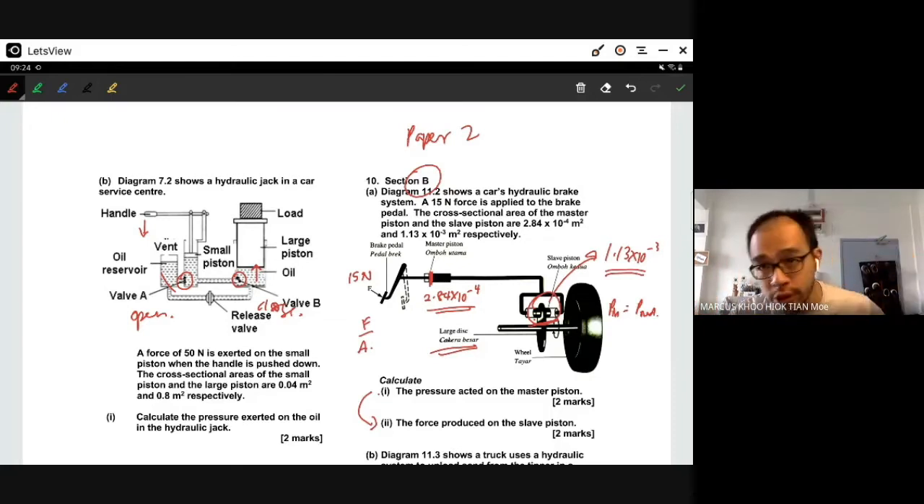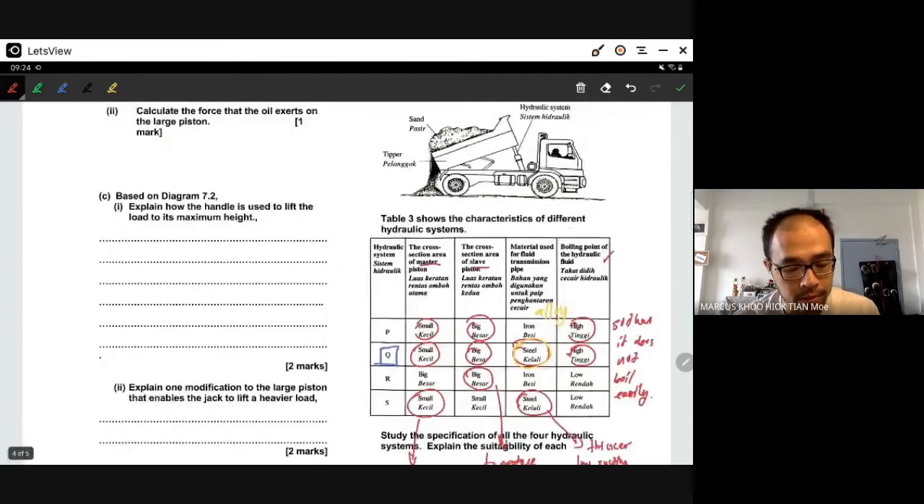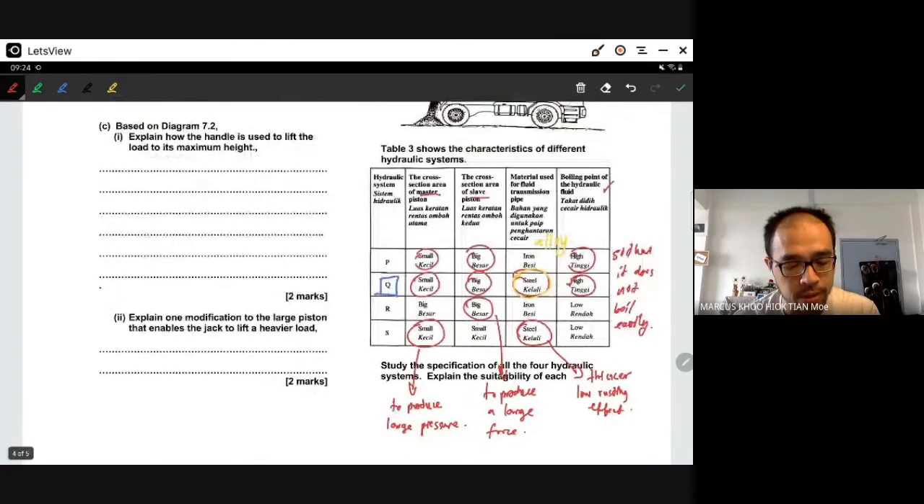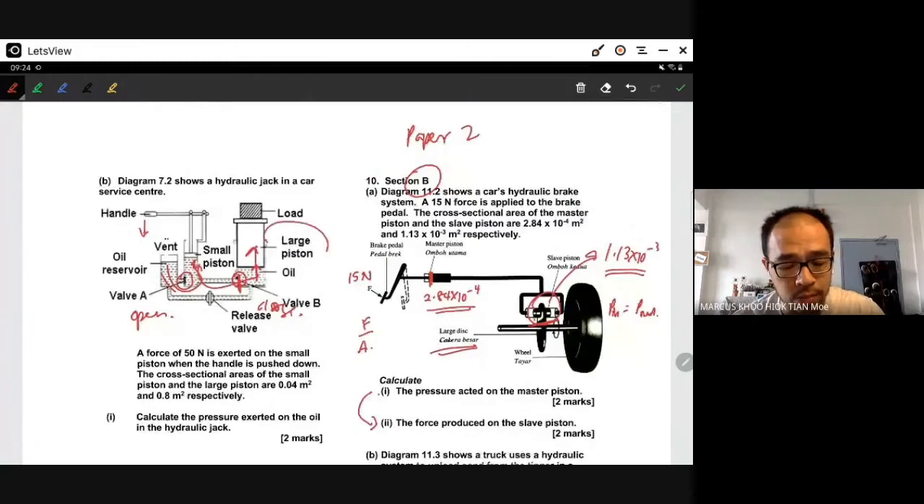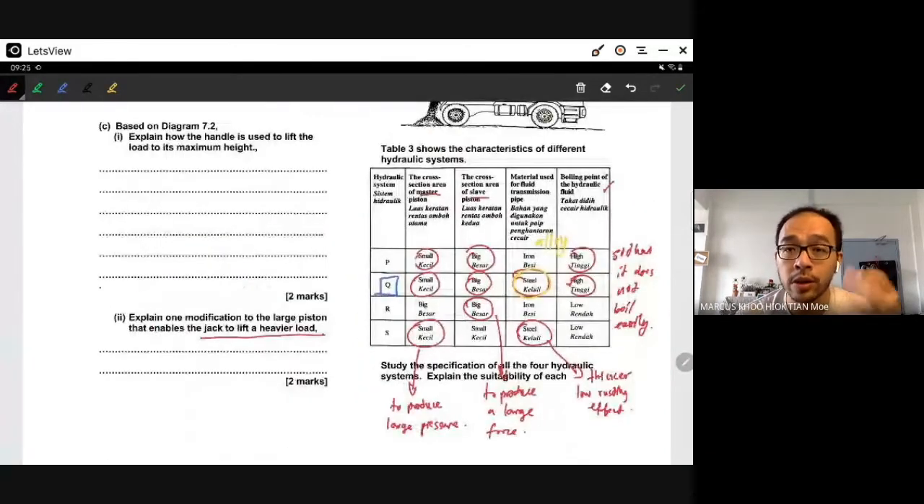So that when you push down, the oil is used to push the piston. But when you pull up, the oil will flow back into the small piston, and valve B will close now. That's a very important thing to talk about. Okay, explain one modification to the large piston that enables the jack to lift a heavier load. What should we change about the large piston in order to lift a heavier load?